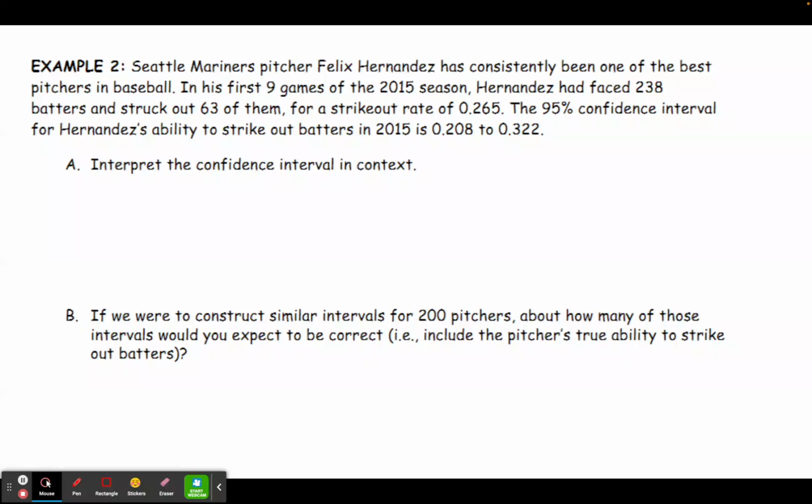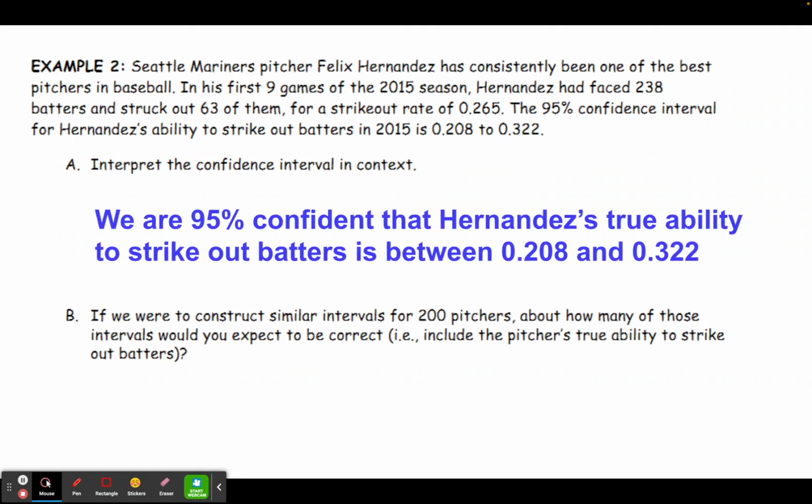In example number two, we're going to look at Seattle Mariners pitcher Felix Hernandez. He has consistently been one of the best pitchers in baseball. In fact, in his first 9 games of the 2015 season, Hernandez had faced 238 batters and struck out 63 of them for a strikeout rate of .265. Based on this, we can calculate a 95% confidence interval for Hernandez's ability to strike out batters. And we're going to say that interval is from .208 to .322. So, what that interval tells us is that we can be 95% confident that Hernandez's true ability to strike out batters is between .208 and .322.